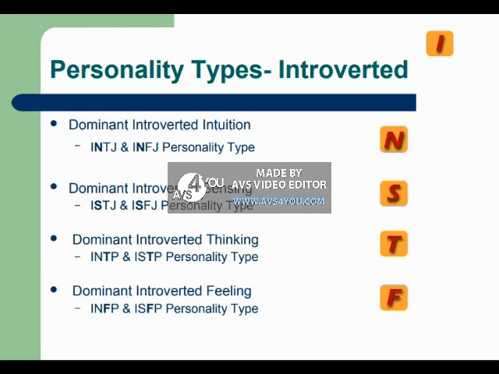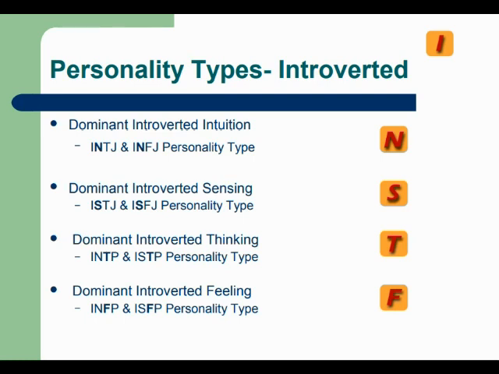Personality types: introverted. Dominant introverted intuition, INTJ and INFJ personality type. Dominant introverted sensing, ISTJ and ISFJ personality type. Dominant introverted thinking, INTP and ISTP personality type. Dominant introverted feeling, INFP and ISFP personality type.